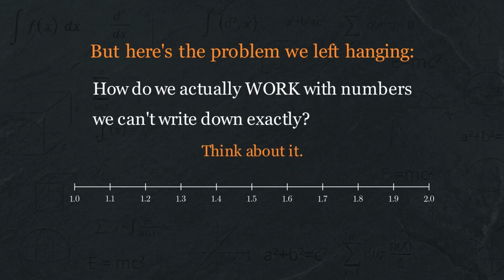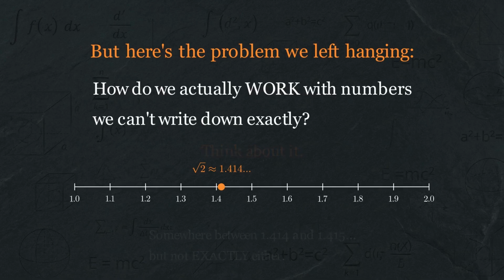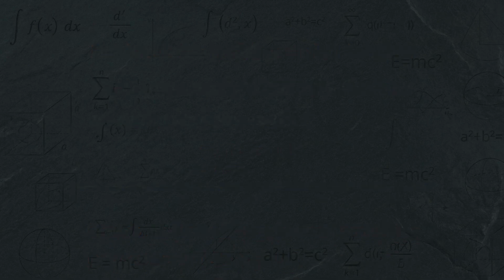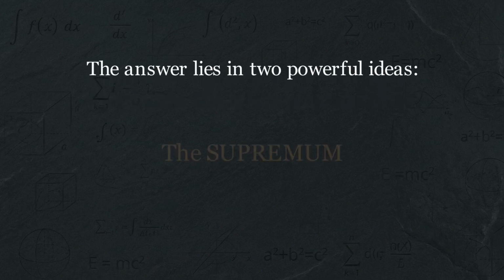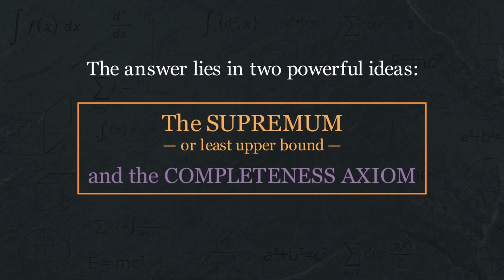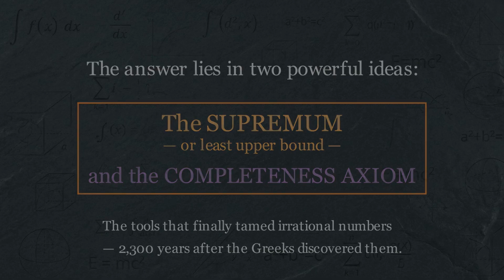Think about it. The square root of 2 is somewhere between 1.414 and 1.415. But it's not exactly either of those. It's not exactly any decimal we can write. So how do mathematicians pin down something they can never fully express? The answer lies in two powerful ideas: the supremum, or least upper bound, and the completeness axiom. These are the tools that finally tamed the irrational numbers, 2,300 years after the Greeks first discovered them.